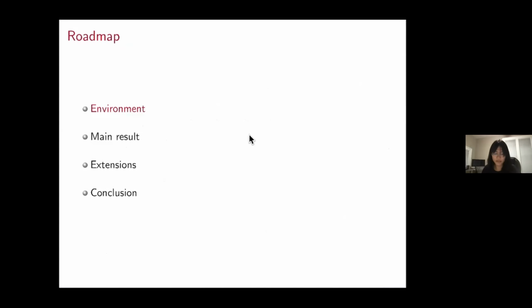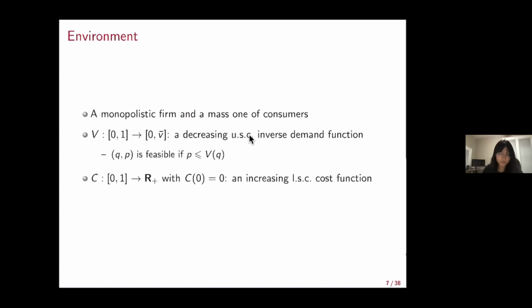Still okay, perfect. So the model section is the standard monopoly regulation problem. There is a monopoly firm and a mass one of consumers, and the firm's demand function is given by capital V, from the unit interval to 0 to V upper bar. We assume that the highest valuation a consumer can have is V upper bar. A quantity-price pair is feasible if it lies below the demand function. So the firm can choose any quantity-price pair that is feasible given its demand function.